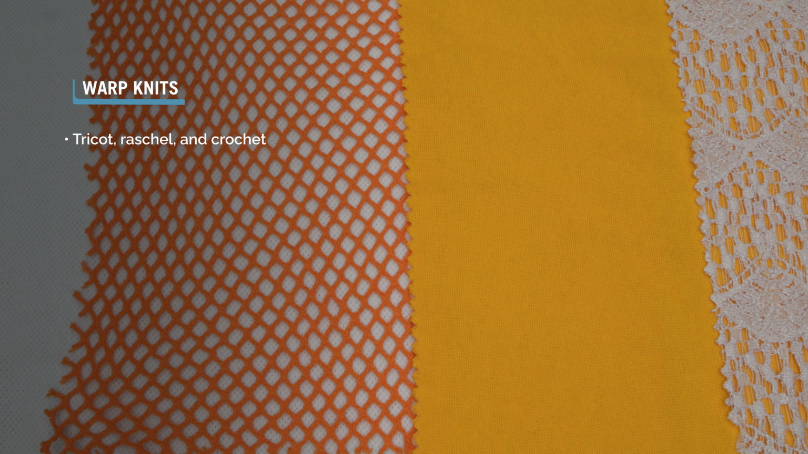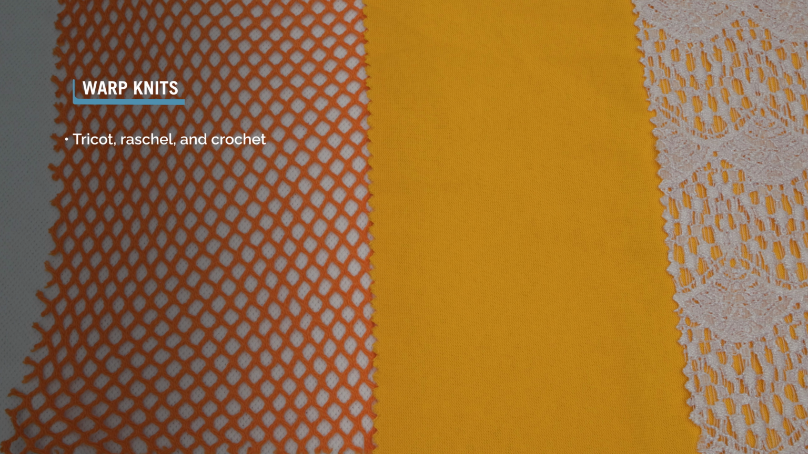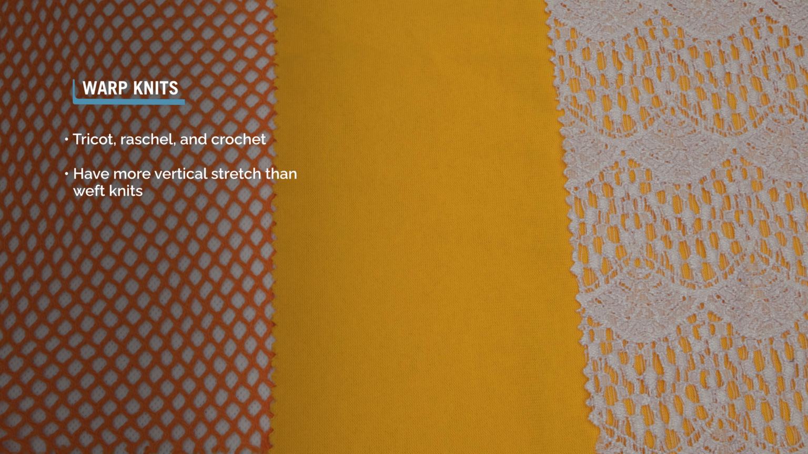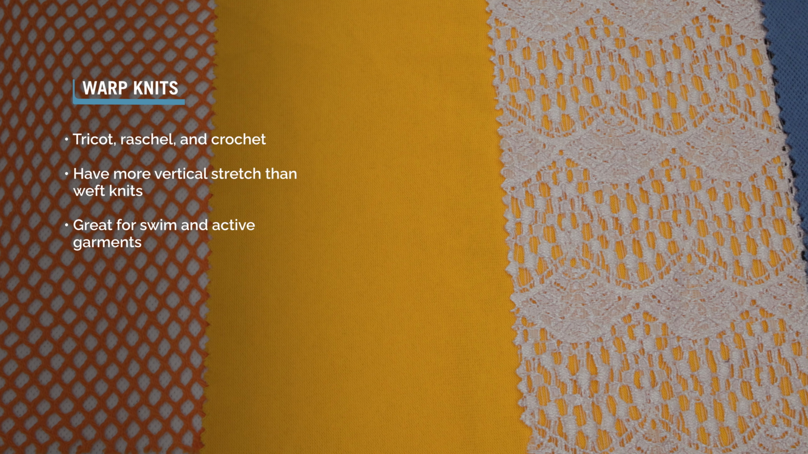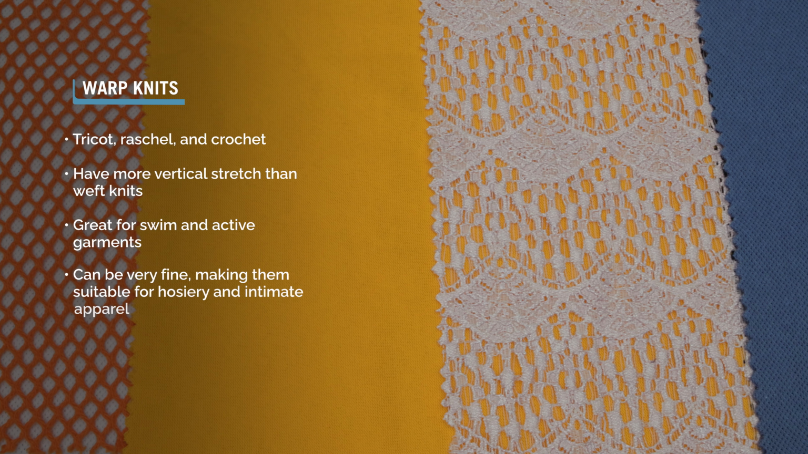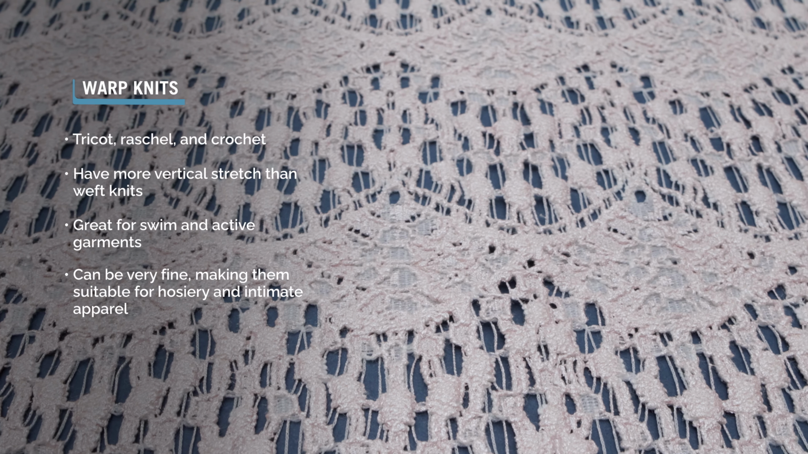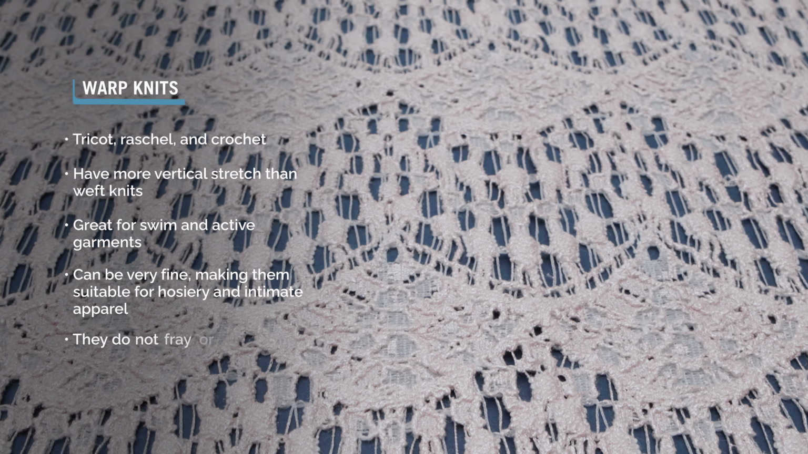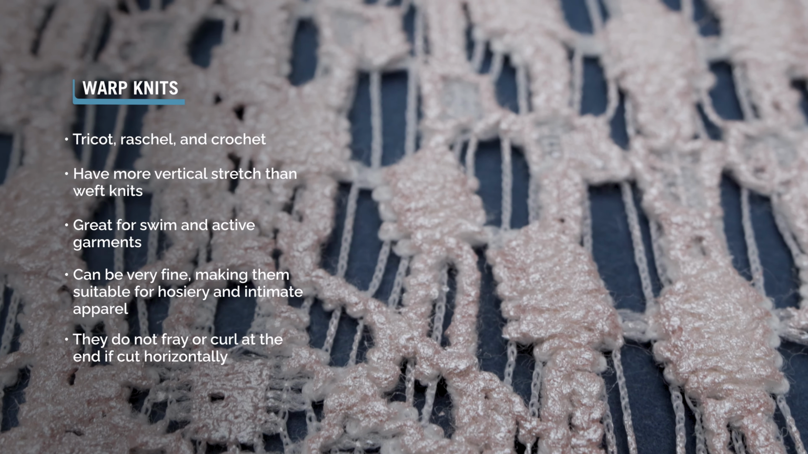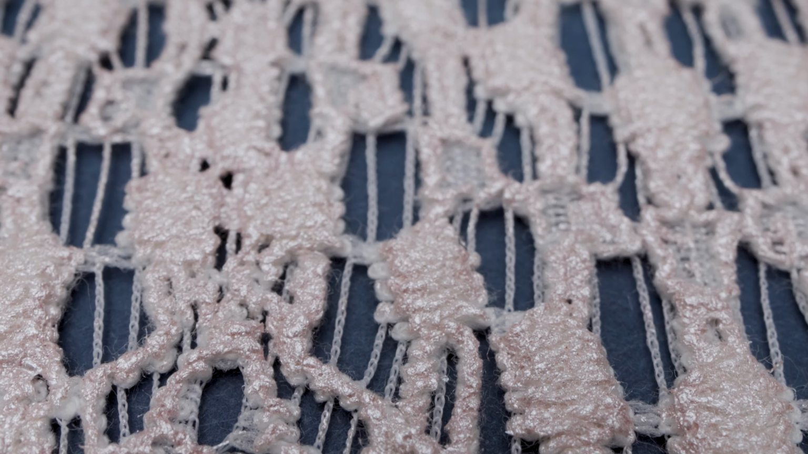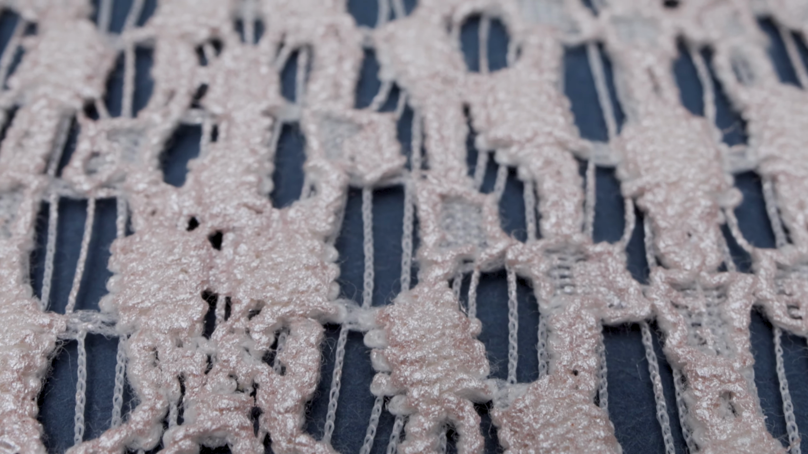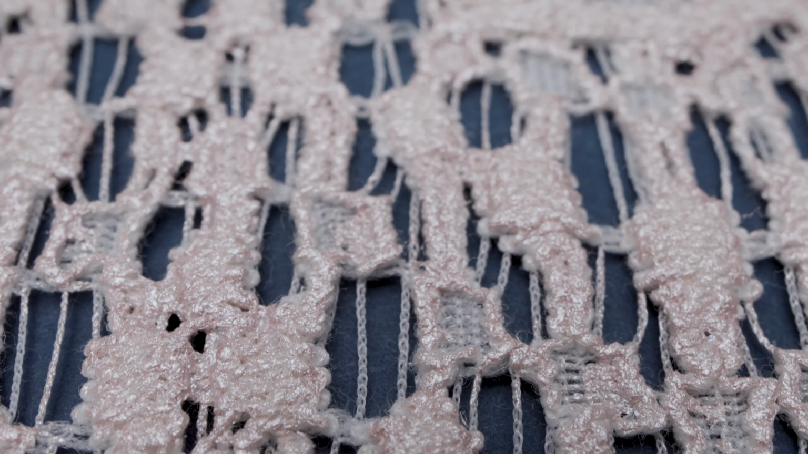Warp knitted fabrics have different properties than weft knits. They have more vertical stretch, which makes warp knits great for swim and active garments. Warp knits can be very fine, making them suitable for hosiery and intimate apparel. They also do not fray or curl at the end if cut horizontally. Warp knits can create very open structures, which is how they produce lace and mock crochet.